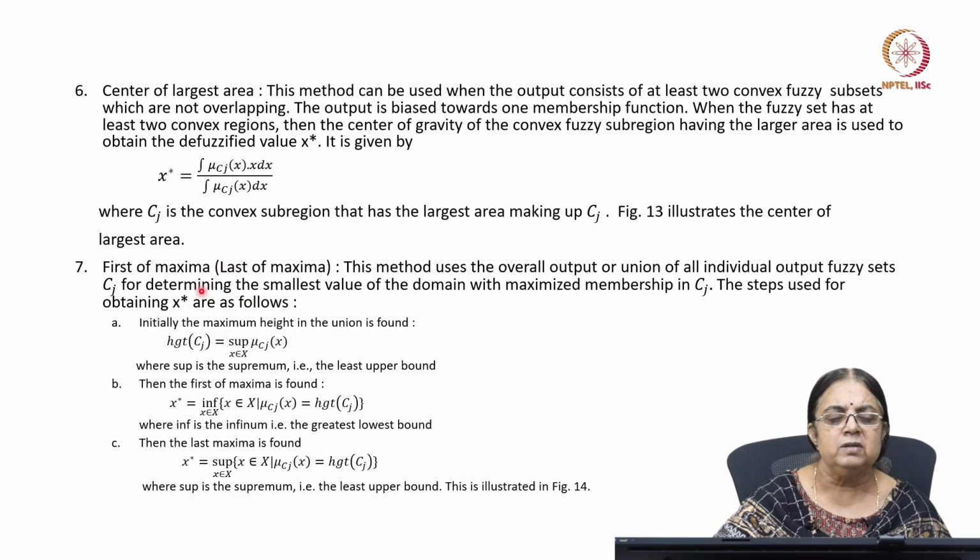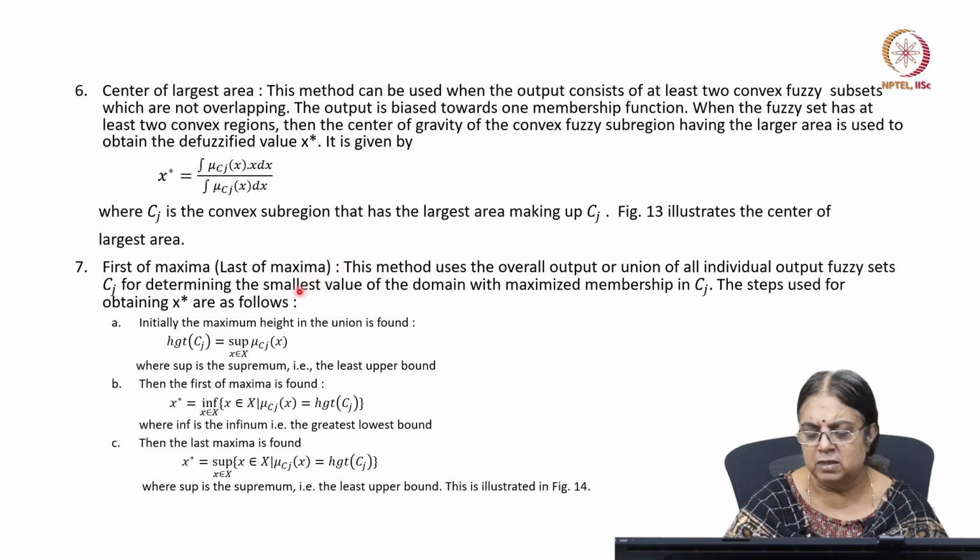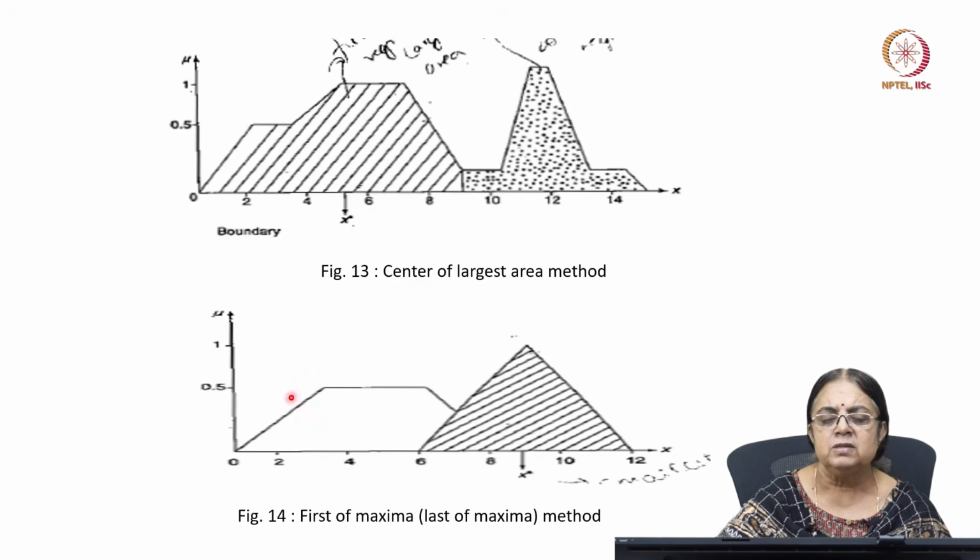Then the next one is the first of the maxima or the last of maxima. So basically you are finding all the maximum points. So if we have something like this, you may have more functions also. You find this will be one maxima, this will be another maxima, you may get another maxima, etc. And after you do that, you find the first of those.